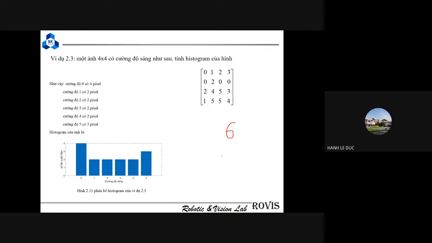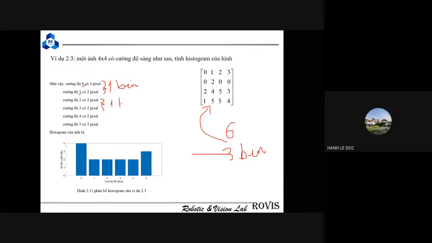I want to just use 3 bins to represent the histogram for this image. So what will I do? The 6 bins become 3 bins. That means I have to combine intensities: this one into 1 bin, this one into 1 bin, and this one into 1 bin.